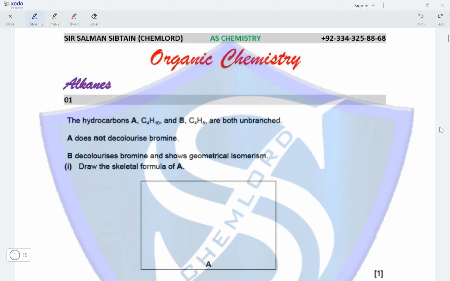So A is an alkane, so A should be C4H10. So this would be CH3, CH2, CH2 and CH3 because it's supposed to be unbranched. And the skeletal formula for butane is this.